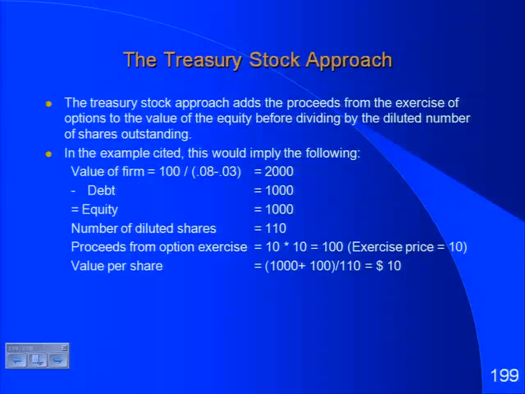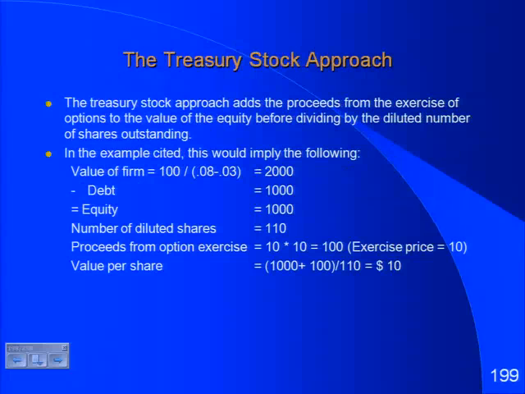This is called the treasury stock approach for dealing with options. It's the most common approach in DCF valuations for dealing with options. Adding the exercise proceeds to the numerator, dividing by the number of shares outstanding. And there are subsets of these approaches. Some people use only in the money options. Some people use all the options. Some people use vested options.